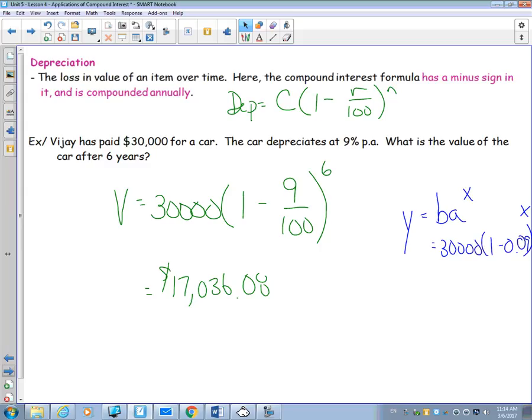That's the end of that lesson. The homework is a handout today, so try the examples. You have to be able to solve for R, solve for N, and know some small stuff about inflation and depreciation.